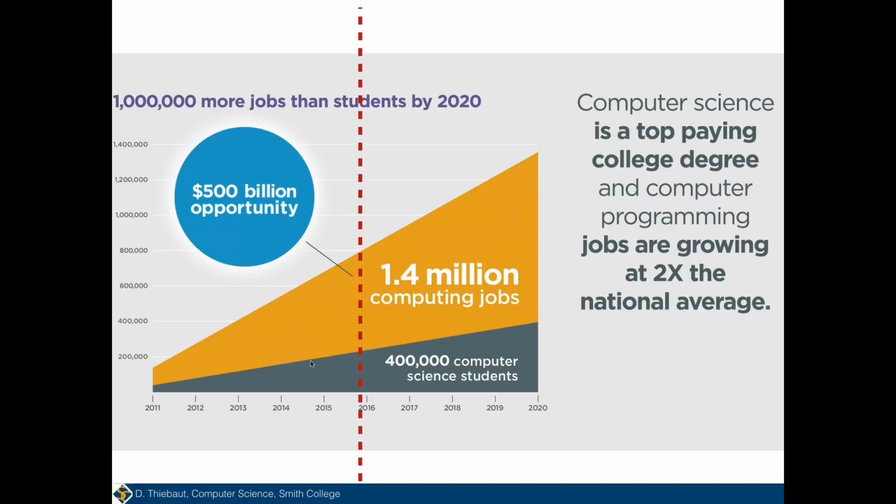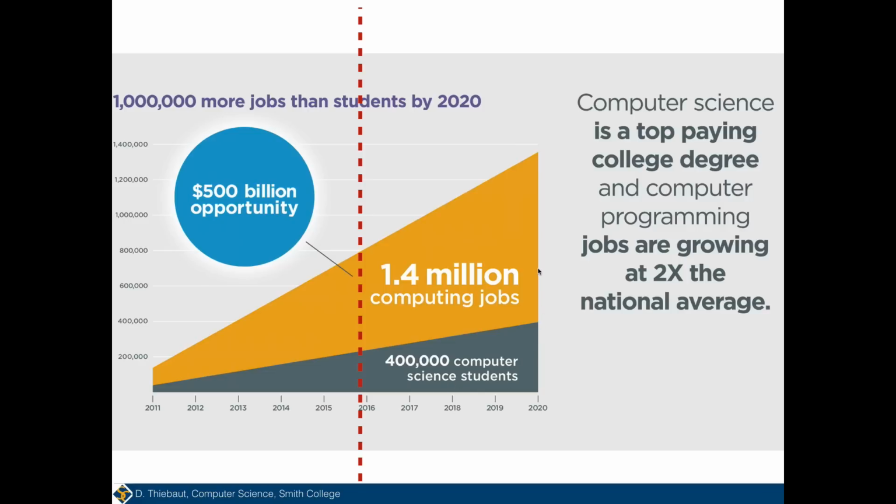The line here represents the number of students graduating with a computer science degree. The line here shows the number of computing jobs, the number of jobs that require some knowledge of computer science, some programming skills. And you see that already the difference between the number of students graduating and the jobs waiting outside is quite big. And if we don't do anything, it's going to get bigger. So there's a huge need for increasing the number of computer science students.